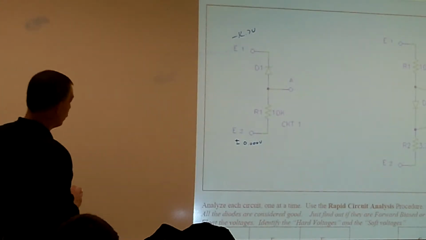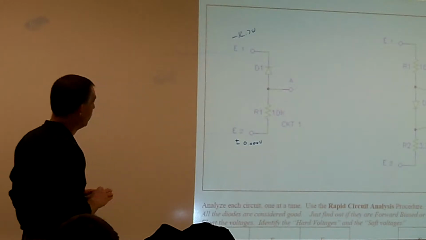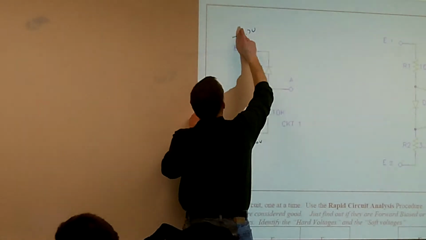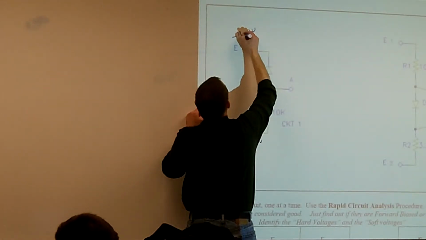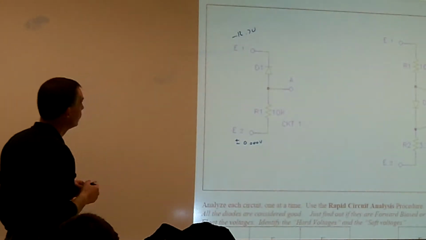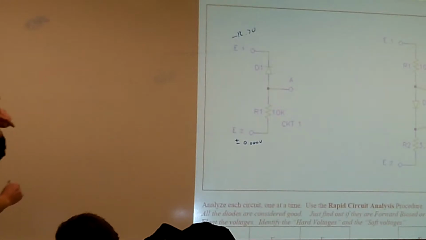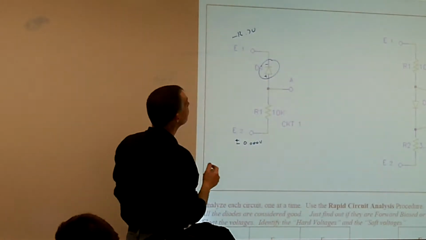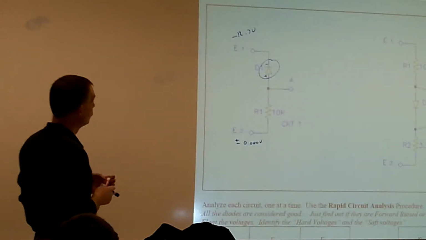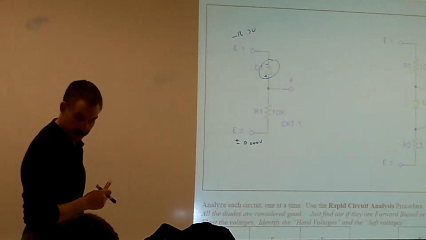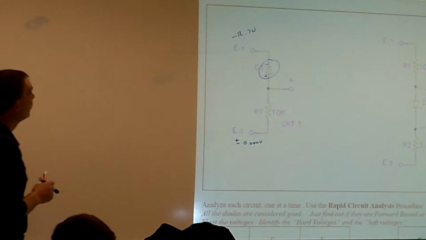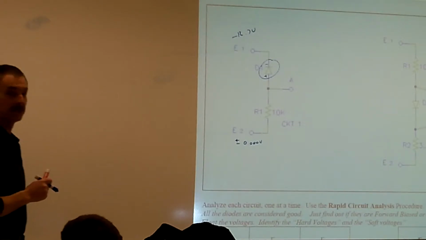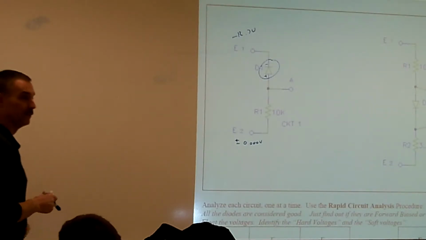Just doing a quick look at it, what would be EA? What would be my voltage at EA? What is it? 12.7, I'm sorry. My voltage at EA then. No, zero. 12. Plus or minus 12? Minus 12. Yep.